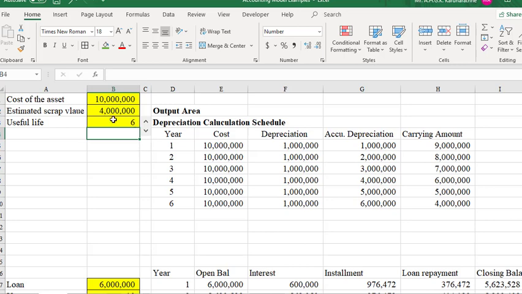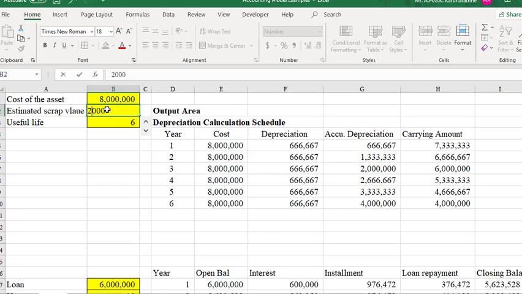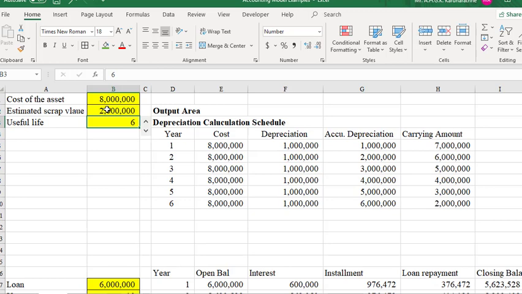So you can see this is what you call manipulation. Once you develop your model, it's very convenient for you to manipulate, meaning you can alter the inputs. What if the cost of the asset is reduced to 8 million, right? You can see the model quickly changes. What if scrap value is reduced from 4 million to 2 million? It quickly computes, right? So you can easily manipulate.